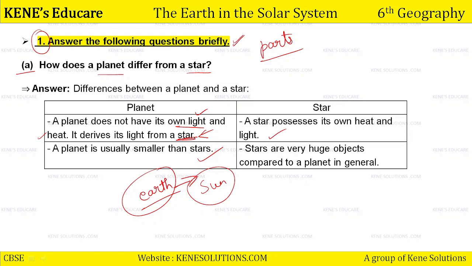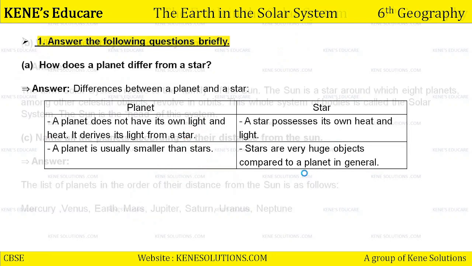And they are very huge objects compared to a planet in general. पहली बात तो उनके पास अपनी heat and light होती है. दूसरी बात, ये बहुत huge होते हैं size में if you compare it to a planet. ठीक है? So this is the difference between a planet and a star.